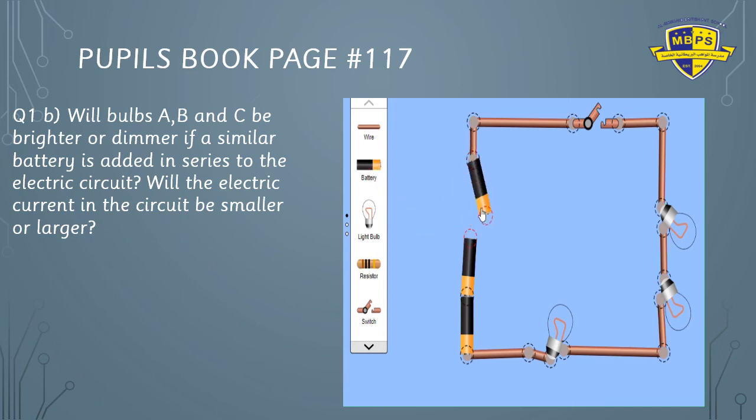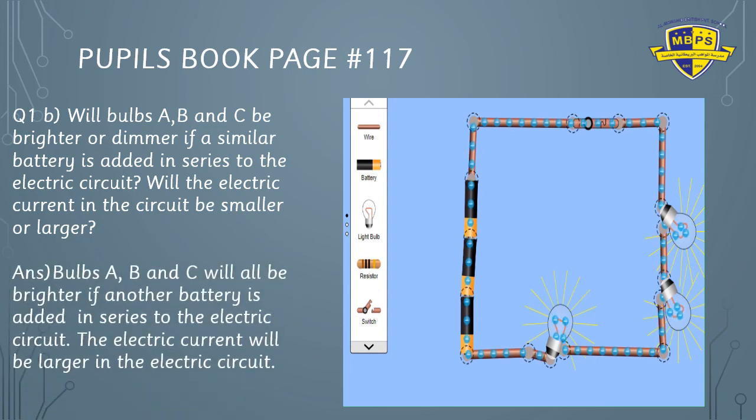I'm not doing a circuit diagram using the symbols. I'm showing you with the real electrical components. Yes, when I add a battery more, the bulbs are going to start shining more brightly. Bulb A, bulb B, bulb C will all shine brightly if another battery is added in series to the circuit.